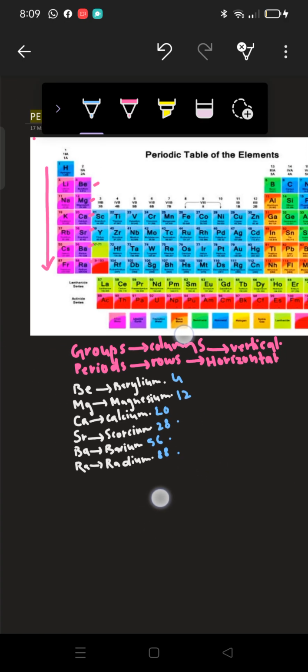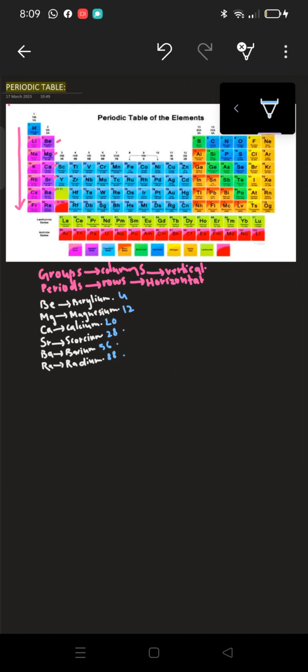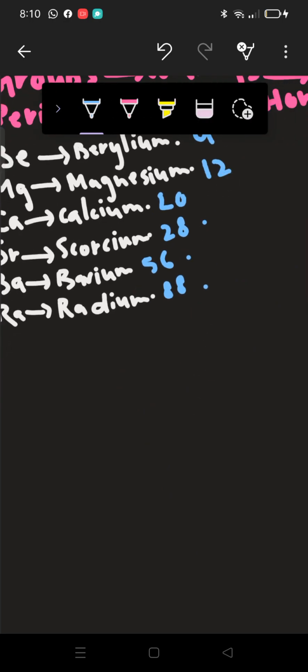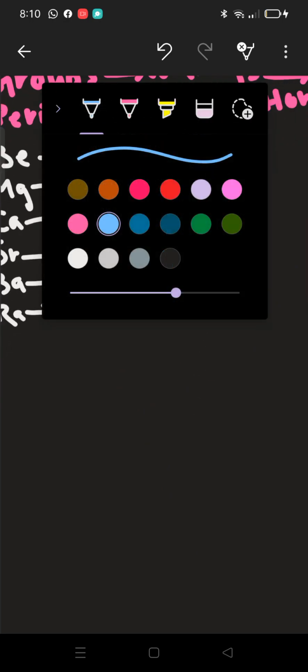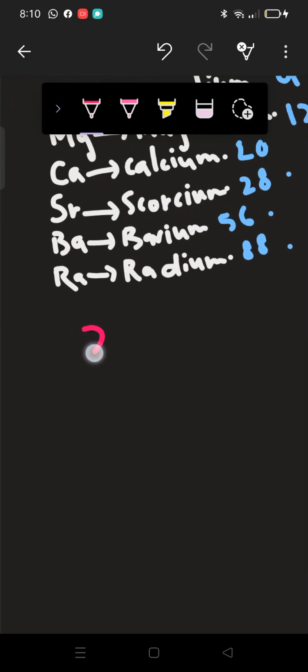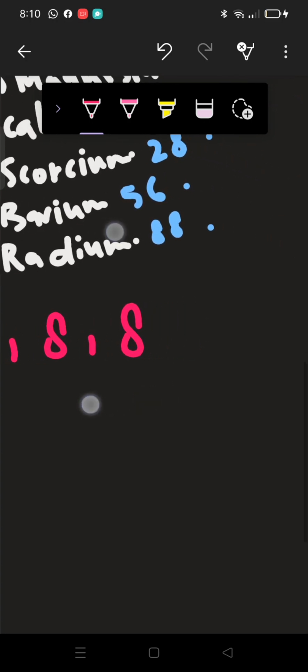So I told you the trick of learning atomic numbers in the last video. Today I am going to tell you the trick for the second group elements. As you can see here, we have the electronic configuration, as I told you in the last video as well. What was the electronic configuration? First we have 2, second we have 8, third is 8, fourth is 18, fifth is 18, and the last was 32.